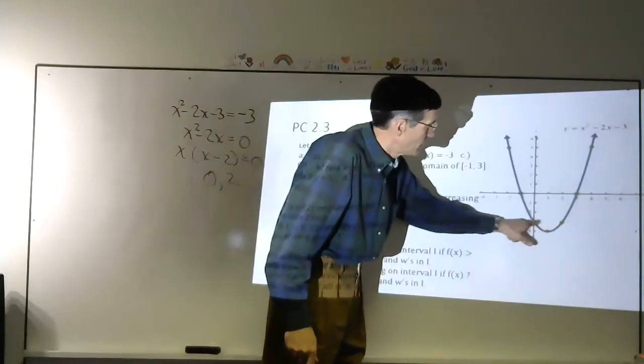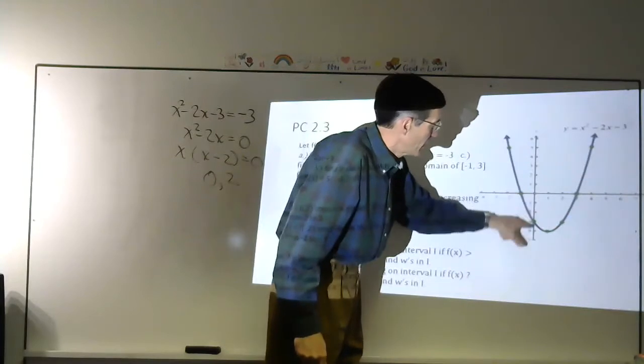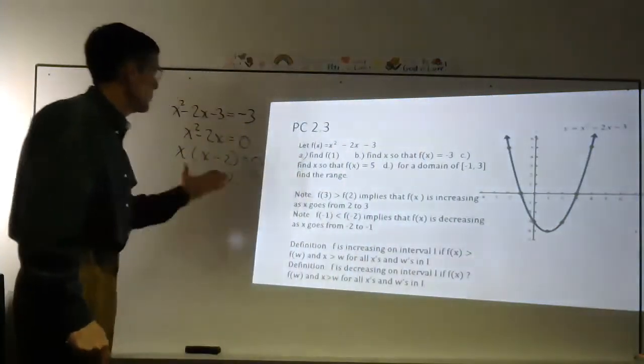Here are the y values. -3 goes across this way. What are the x values that come down to -3? 0 comes down to that, and 2 comes down. All right, so it's 0 and 2.